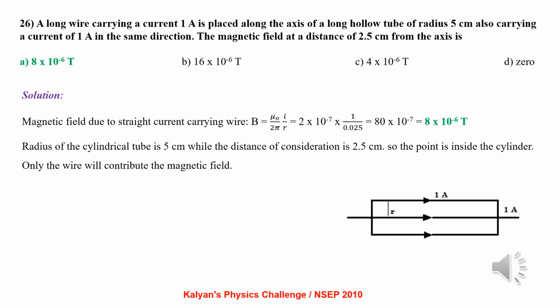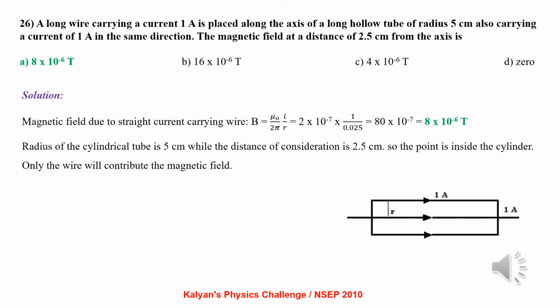A long wire carrying a current of 1 ampere is placed along the axis of a long hollow tube of radius 5 cm, also carrying a current of 1 ampere in the same direction. The magnetic field at a distance of 2.5 cm from the axis is? Magnetic field due to straight current carrying conductor B equals mu naught by 2 pi, I by R. That comes out to be 8 into 10 power minus 6 Tesla.